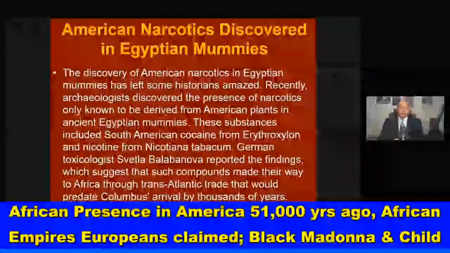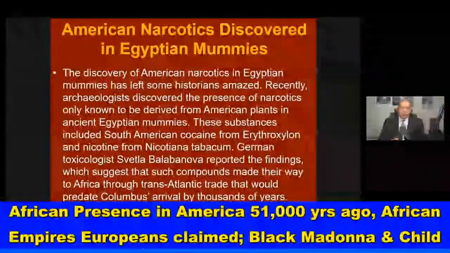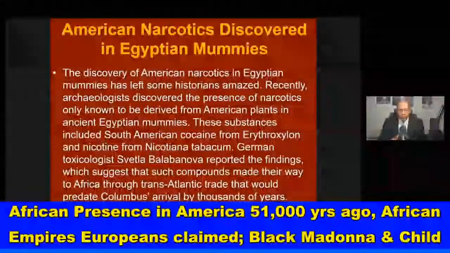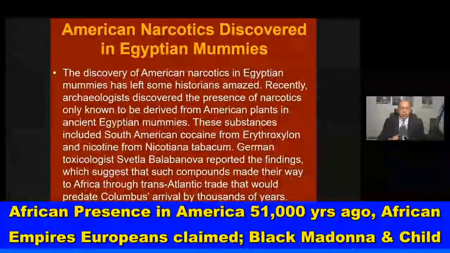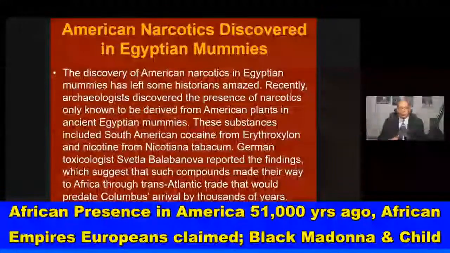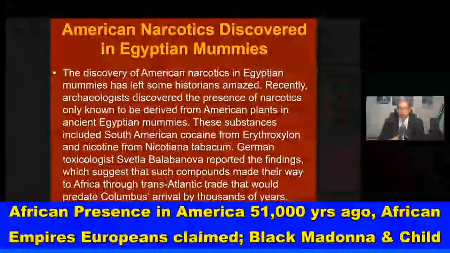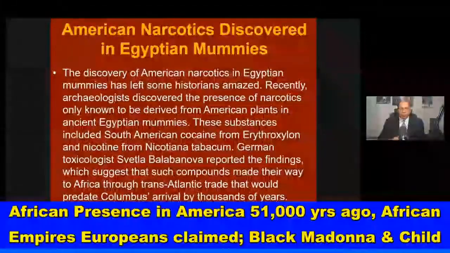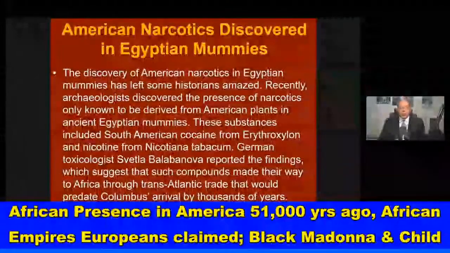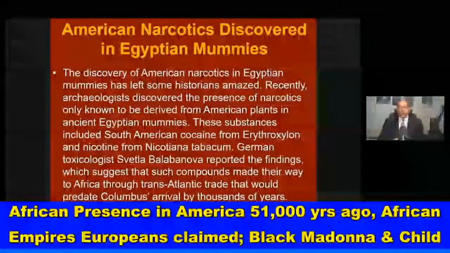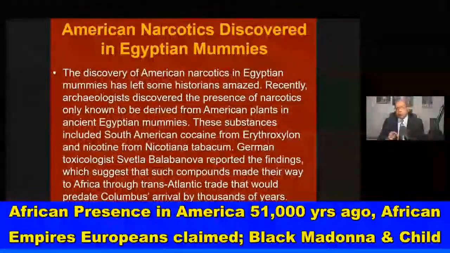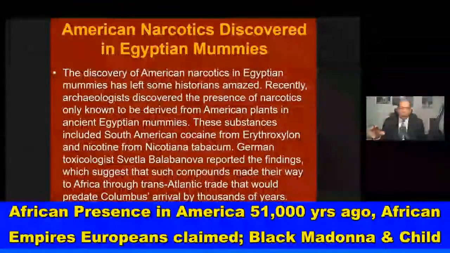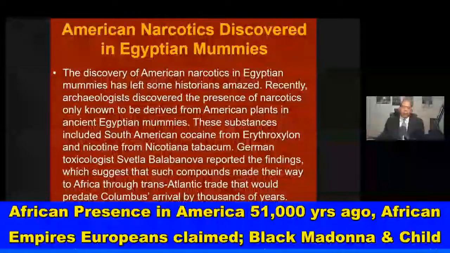Recently, archaeologists discovered the presence of narcotics only known to be derived from American plants in ancient Egyptian mummies. These substances included South American cocaine from erythroxylon and nicotine from Nicotiana tabacum. German toxicologist Svetlana Balabanova reported the findings, which suggest that such compounds made their way to Africa through transatlantic trade that would predate Christopher Columbus' arrival by thousands of years.